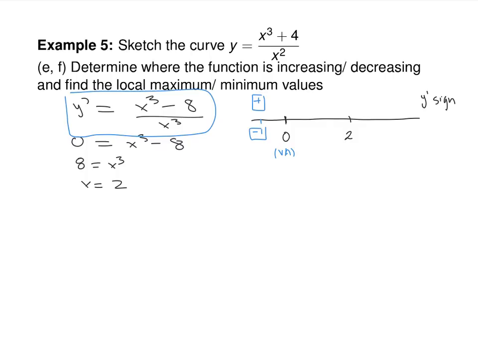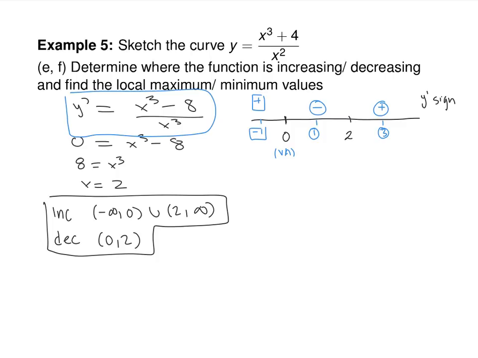What if you tested 1? What would the result be? And how about something past 2, like 3? Positive. Okay. So our function is increasing on negative infinity to 0 and 2 to infinity, right? And decreasing where? 0 to 2. And then which one of those is a maxima or minima? At 2, and is it a min or a max?